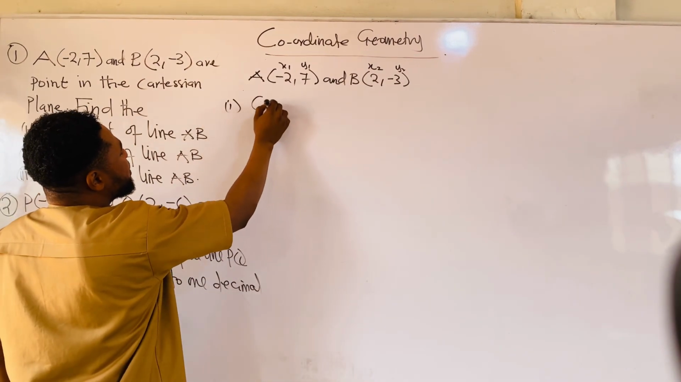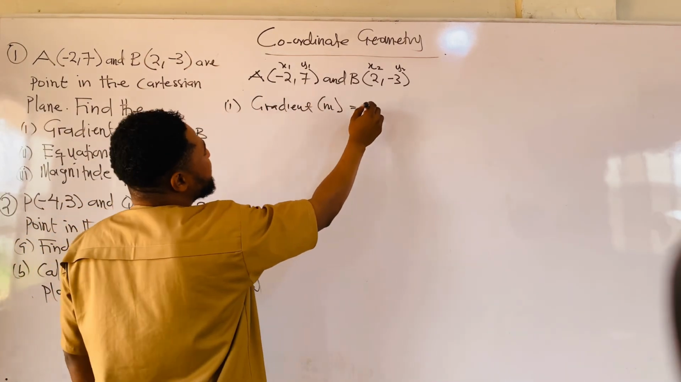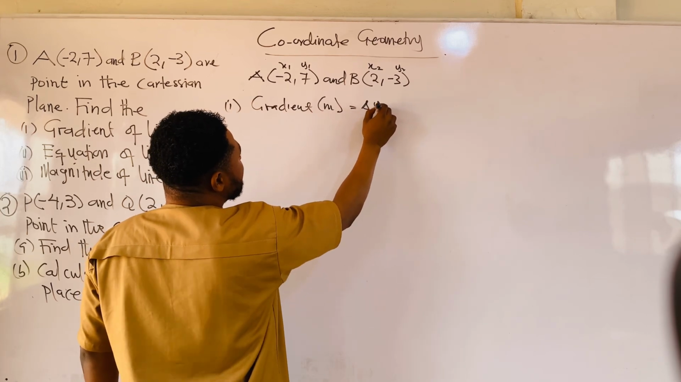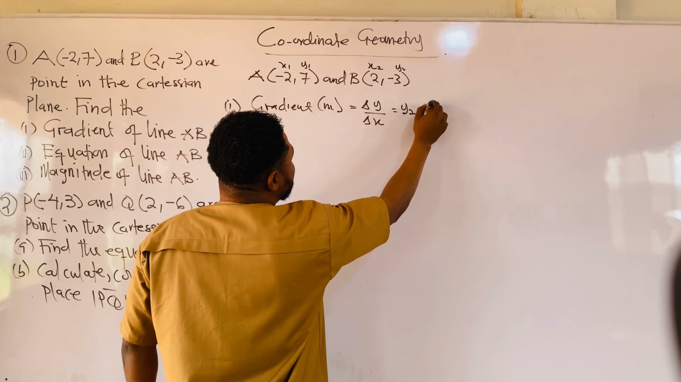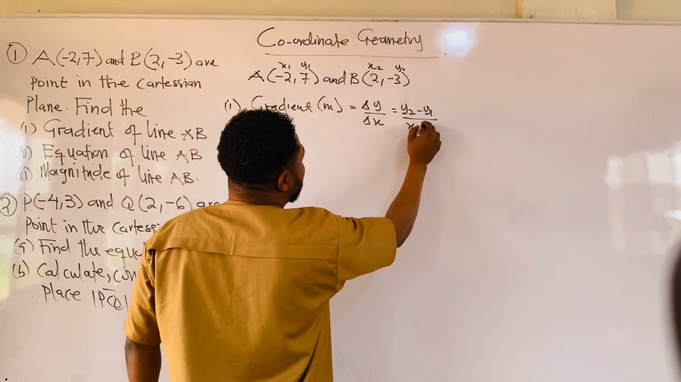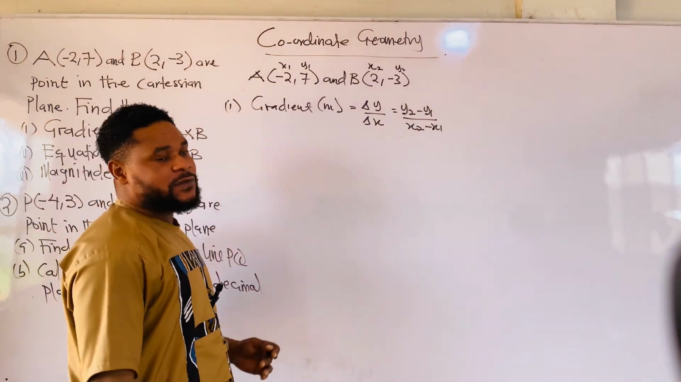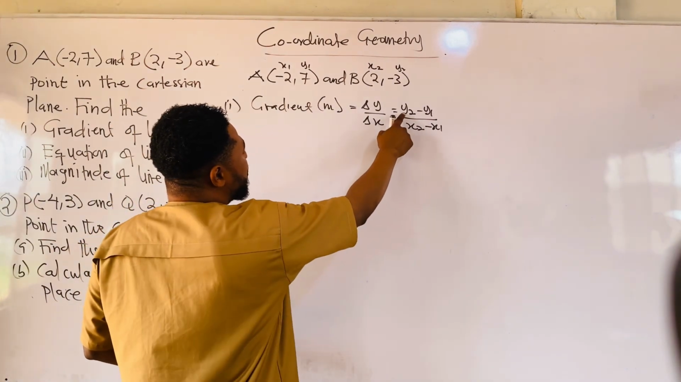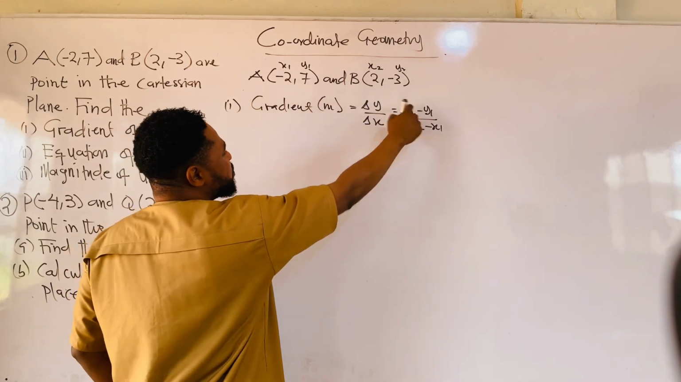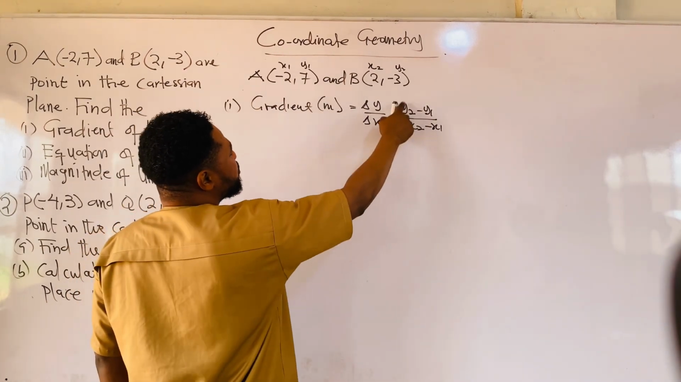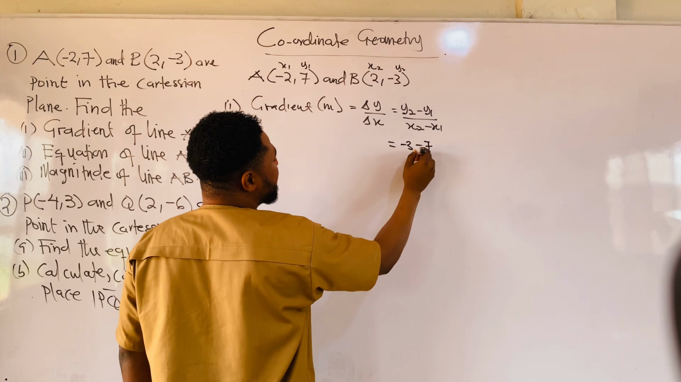Now, gradient of a line mathematically is given by change in y over change in x, where we can have y2 minus y1 all over x2 minus x1. So this is the gradient formula that we have here. Now, our y2, y1, x2, x1, we are going to fix these numbers into this formula. So our y2 is negative 3, our y1 is 7. So we have 7 here.